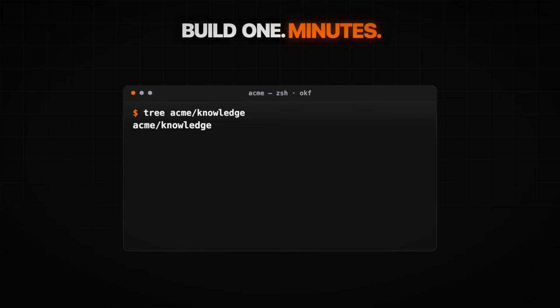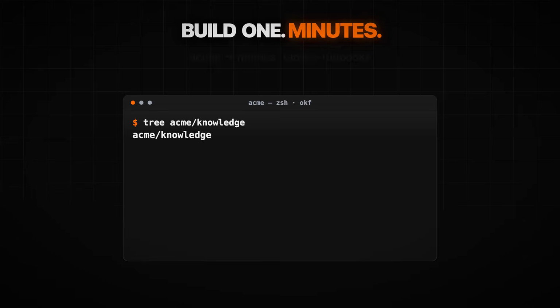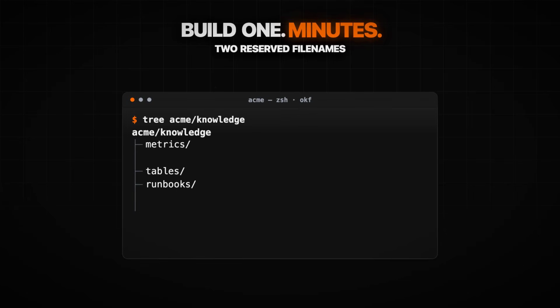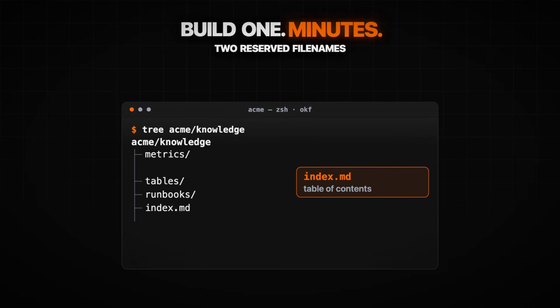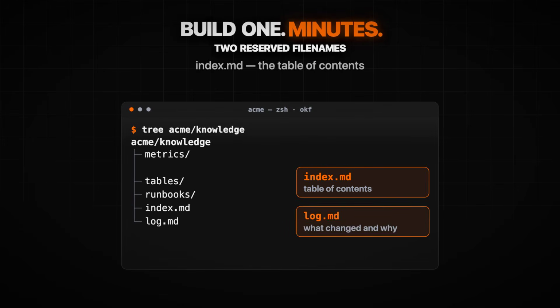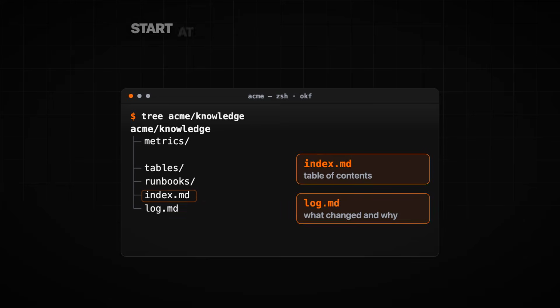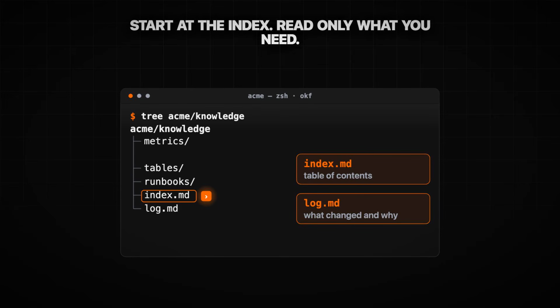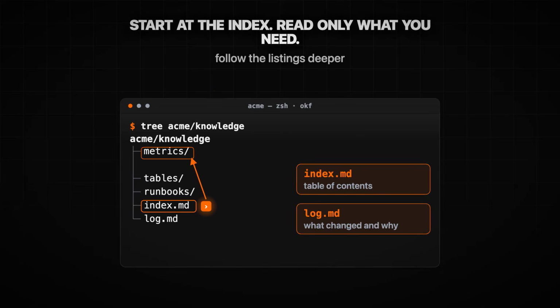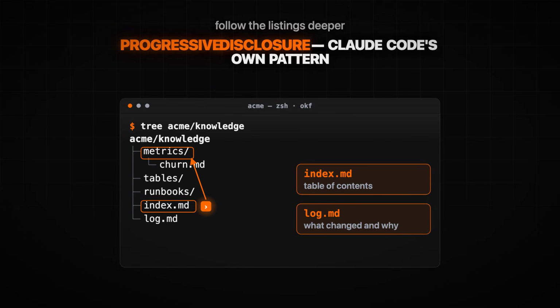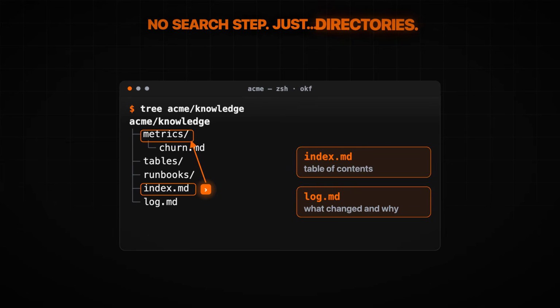Fake company, Acme. 1 folder, 3 subfolders, metrics, tables, runbooks. 2 reserved file names do all the navigation. Index.md is a table of contents for each folder. Log.md is a dated history of what changed and why. An agent starts at the root index and reads only what it needs, following the listings deeper, progressive disclosure, the exact reading pattern Claude Code already uses on your codebase. No search step, just directories.